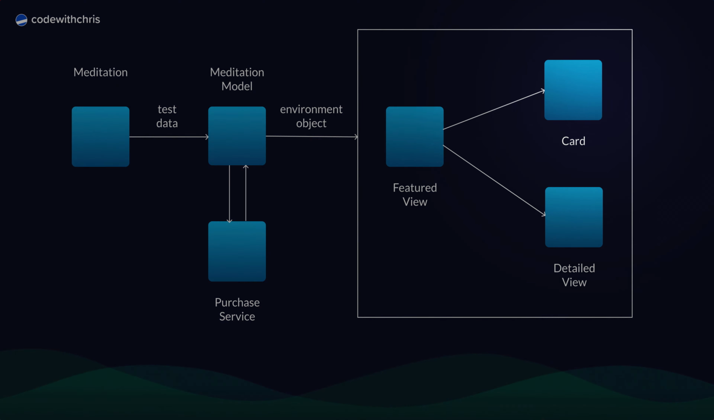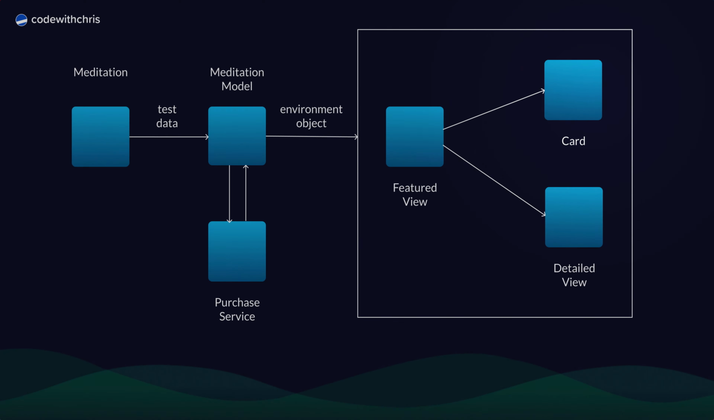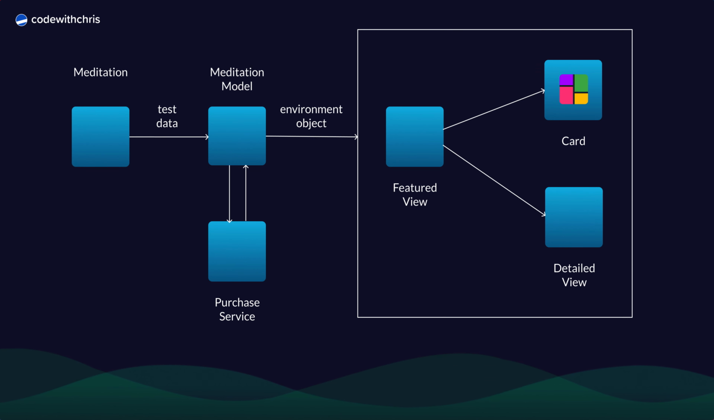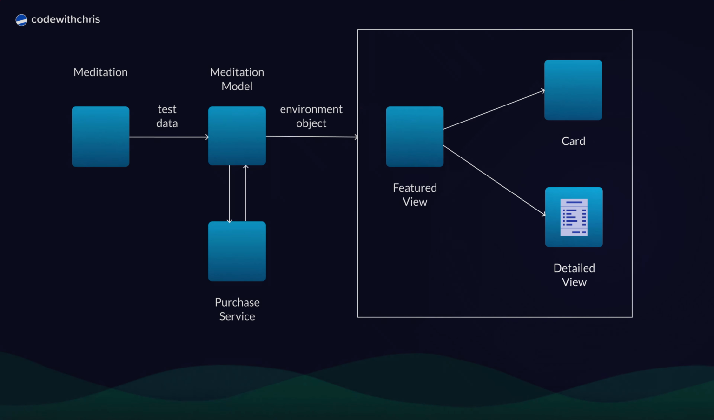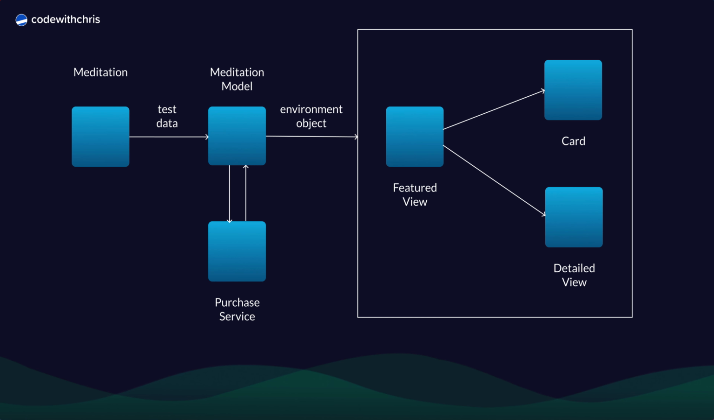So now let's talk about the card view. Each card view represents one of those meditation cards in the scrollable scroll view in the featured view. When the user taps on one of those cards, it brings up the detailed view, and this is where you can see the details for the meditation as well as play a sample audio clip as well as purchase the meditation. When the user taps on that buy button in the detailed view, it calls a method in the meditation model called makePurchase.